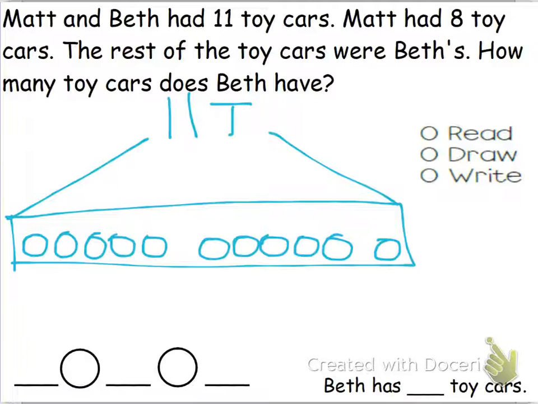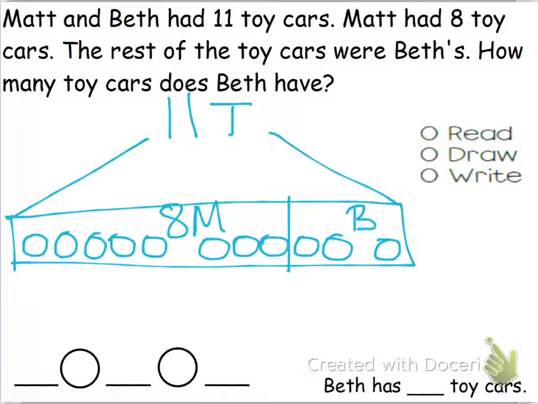Let's chunk some more. Matt had 8 toy cars. So we know that Matt had 8 of those 11 toy cars. So now we're going to separate 8 of these 11, because remember, 11 is our whole. We cannot get any bigger than this whole. So now let's count 8. 1, 2, 3, 4, 5, 6, 7, 8. Put a line. This is 8 for Matt. The rest are for Beth.